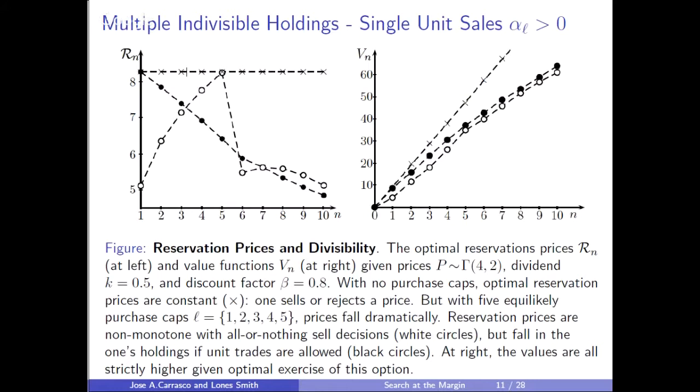But if we change the problem, allowing the seller to partially meet the demand, we go from the white to the black circles, in which case the value function always increases, but at a decreasing rate. And what does it mean? In terms of the reservation prices, it means they are, again, monotone.